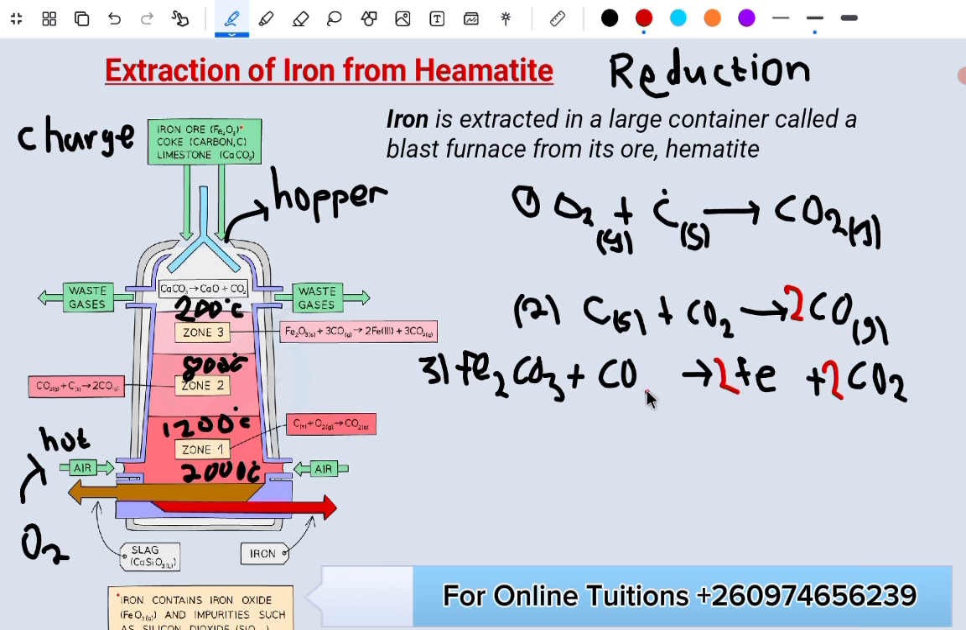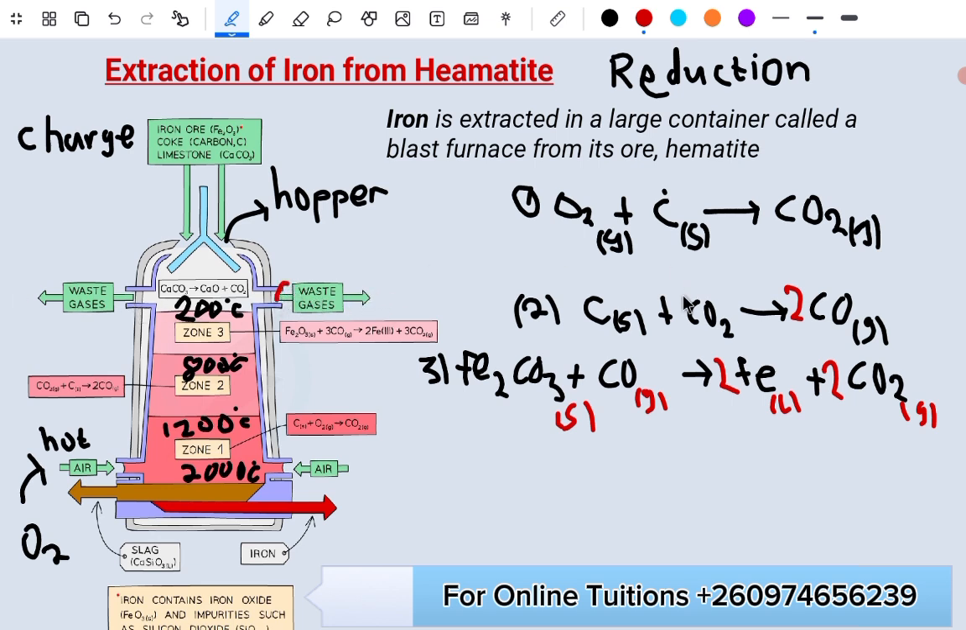So this is gas. The iron, we always get it in molten state. This is gas as well. This was solid. So we have carbon dioxide being produced, and these leave here as waste gases. They escape as waste gases.